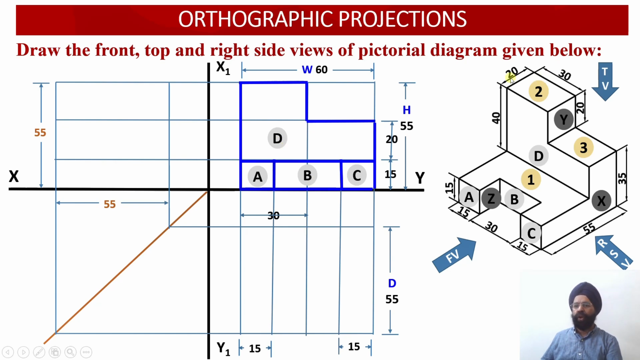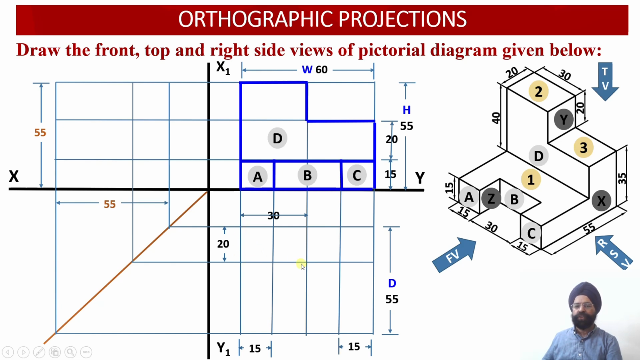In order to draw the top view projection, 2 things will be required. So please check, this is my rear surface. From this rear surface, I have got 2 surfaces, surface 2 and surface 3, which are at a depth of 20 millimeter from the rear surface. So I can mark this depth equal to 20 millimeter from the rear surface, and I can draw a projection line.